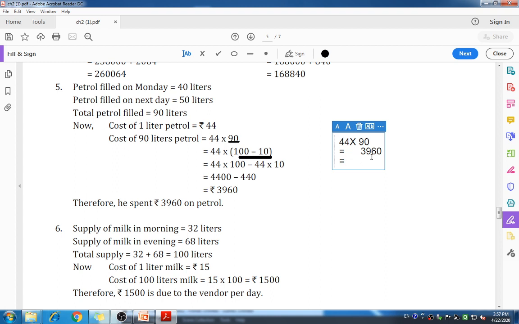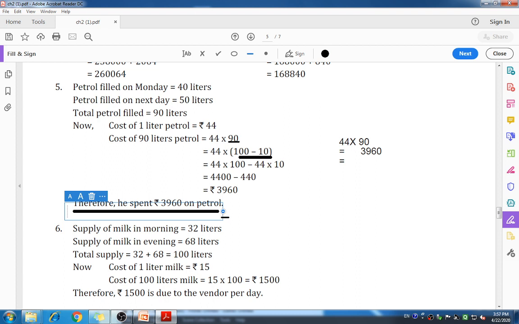3960. But look here, you have to use the property. So it is necessary to solve this way. Both answers are correct, but steps are also very important. So by using the property, you have to solve these examples. Therefore he spends rupees 3960 on petrol. Do you get this, students?